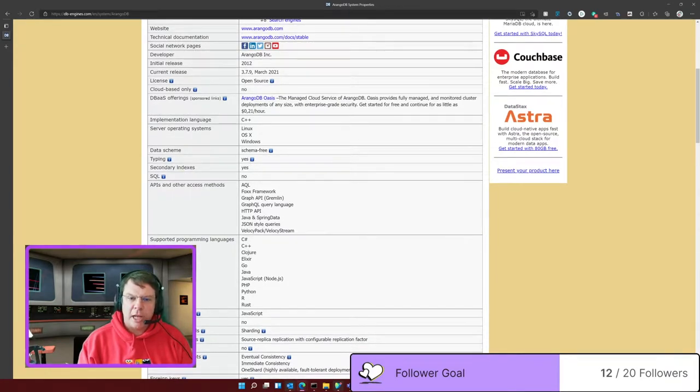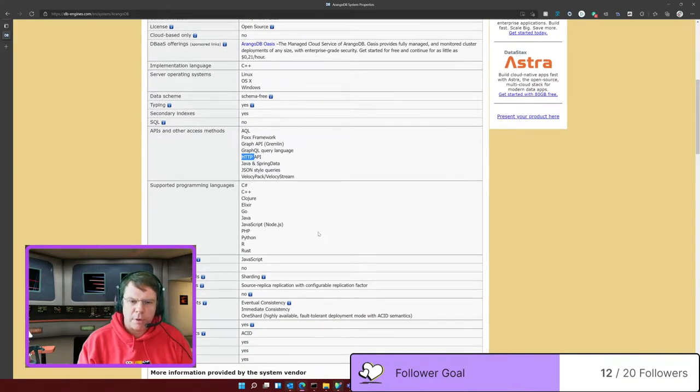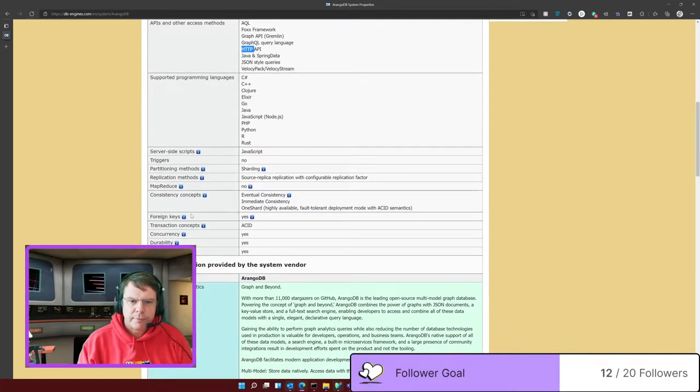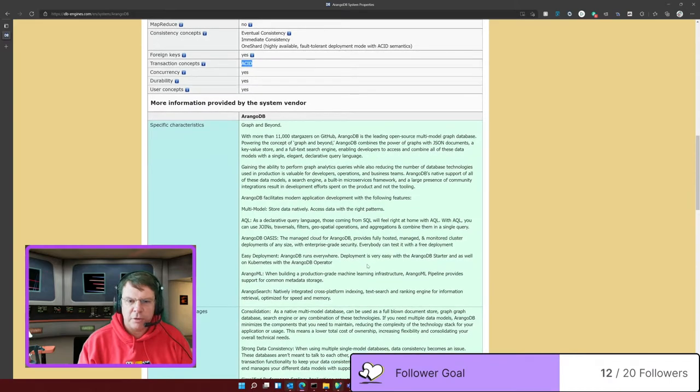They've got a bunch of different APIs here. Again, I see Gremlin, GraphQL, so that's popular right now. Lots of things here that I'm familiar with. Some Java and Spring Data, the HTTP. That's great. Lots of supported programming languages. They're claiming that they have transactions, so that's lovely.